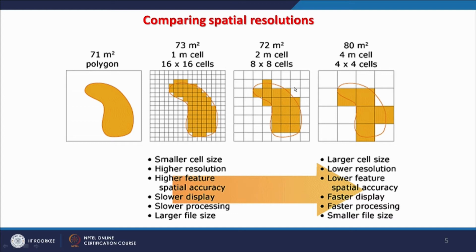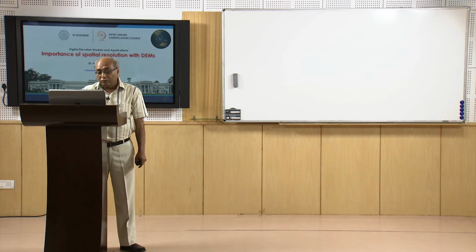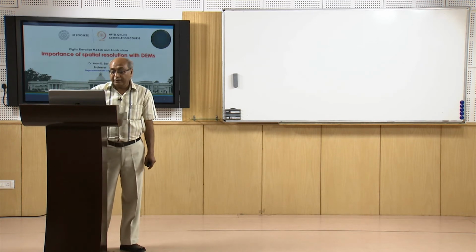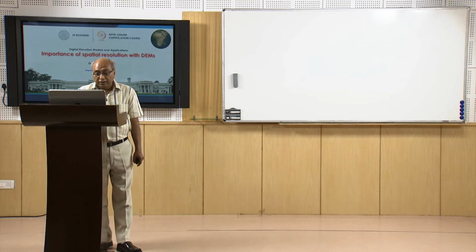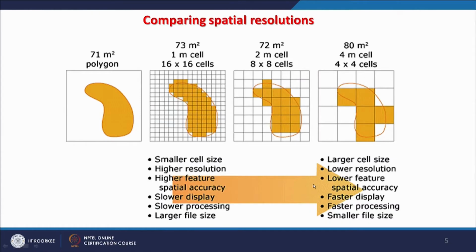So the spatial resolution can create wrong areas for different polygons or different areas within a data set. So what we can mention in a nutshell is that a smaller cell size can generally bring closer results versus a larger cell size. Higher resolution means higher features, that is the spatial accuracy, and lower resolution means lower features, that is also spatial accuracy, lower display, faster display.